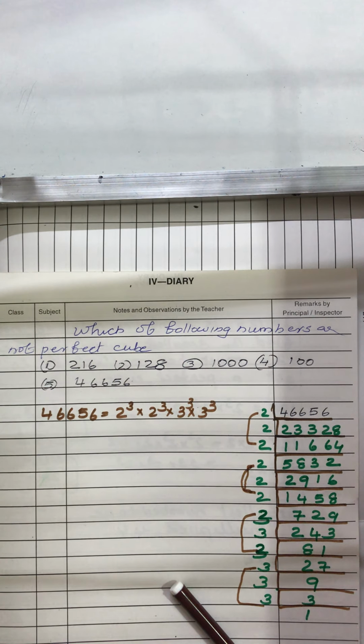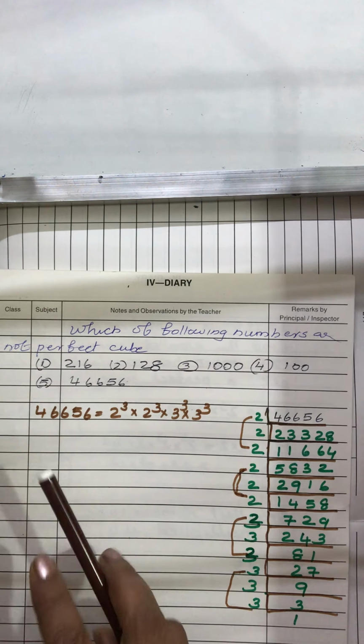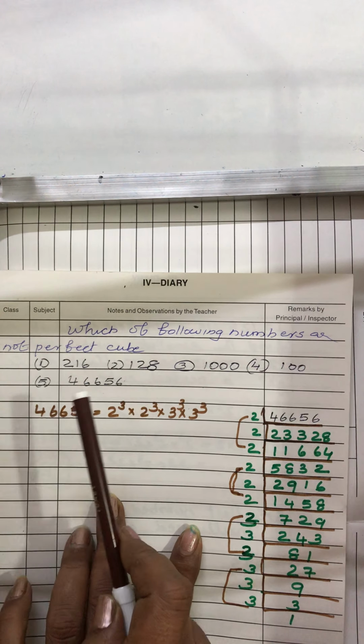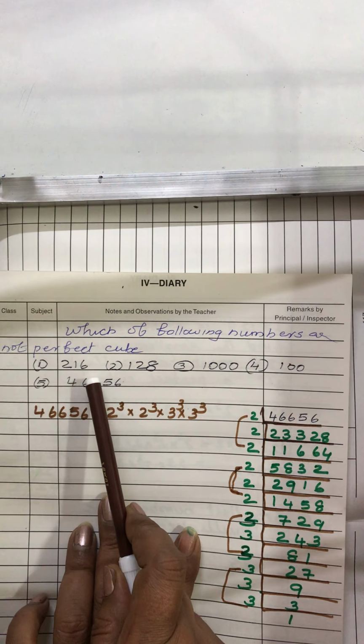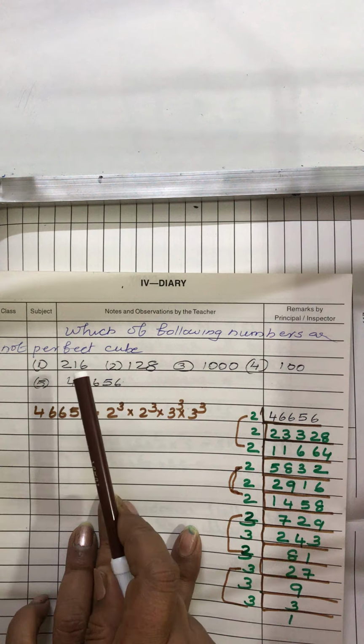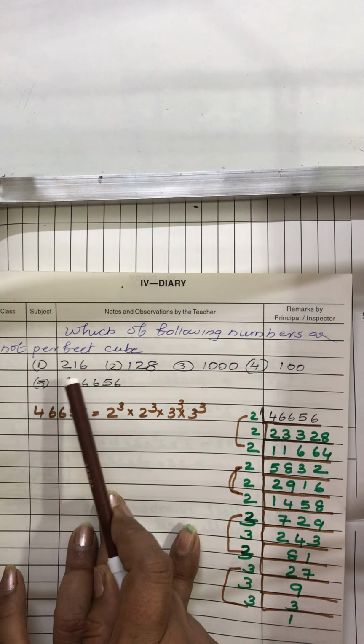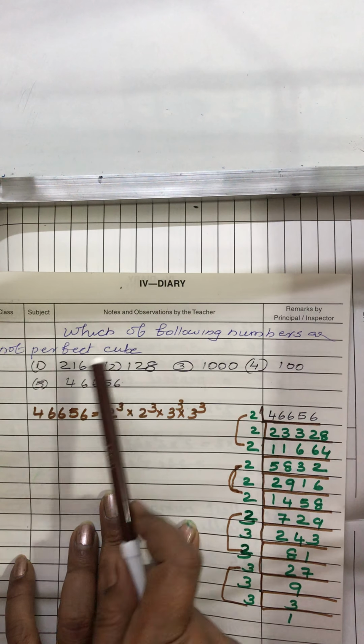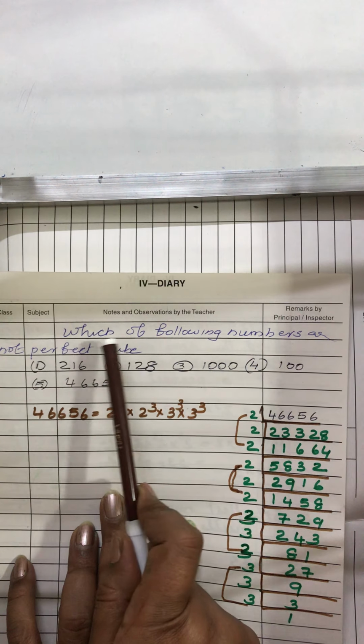Before that, yesterday we did the questions on how to find out whether a given number is a perfect cube or not. If it is a perfect cube, it has triplets. When we are prime factorizing, you are making groups of 3. Each prime factor appears how many times? 3 times. So that type of question we will do from the exercise.